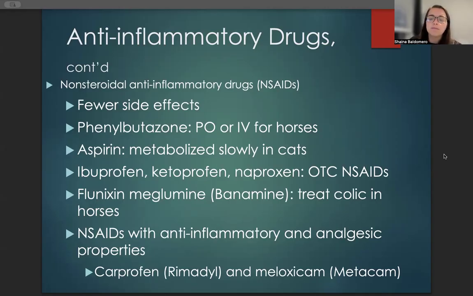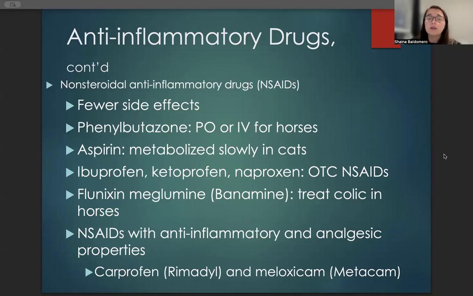Bute is more for lameness or issues with their joints, orthopedic type issues, versus if it is a gastrointestinal upset or a colic. Colic is just a general term for some type of gastrointestinal problem. Banamine is going to be the medication we're going to want to give for that. So those are the two main ones that we use for horses.